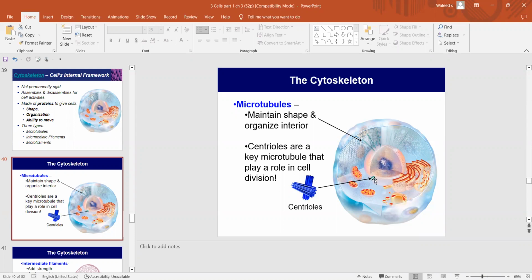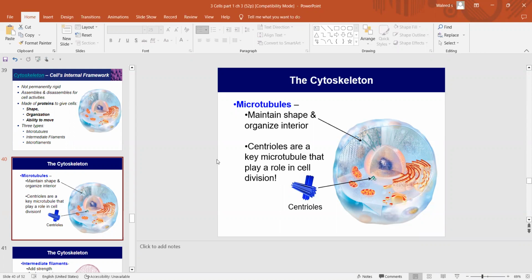And there is something called centrioles, which is a type of microtubule at the center, and it helps the cells to divide. You don't need to know how, because later we will talk about the cell division.